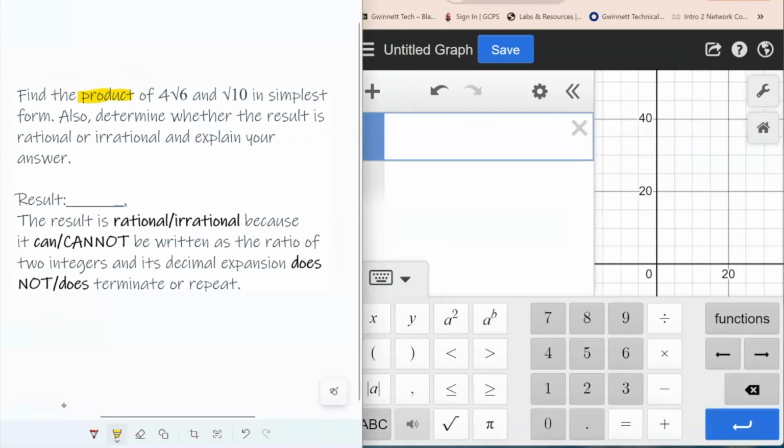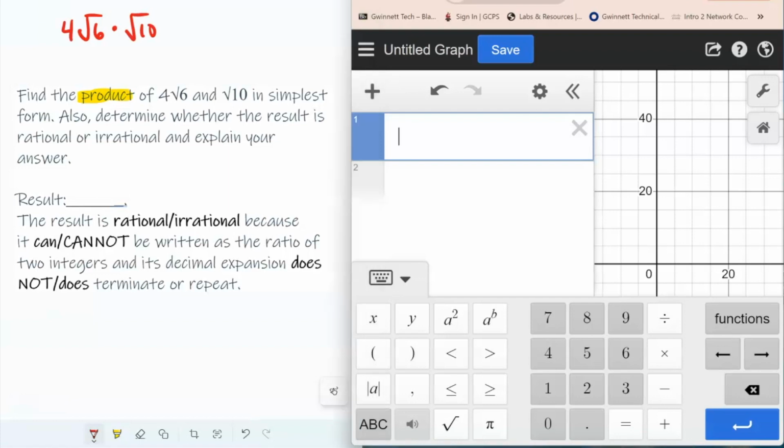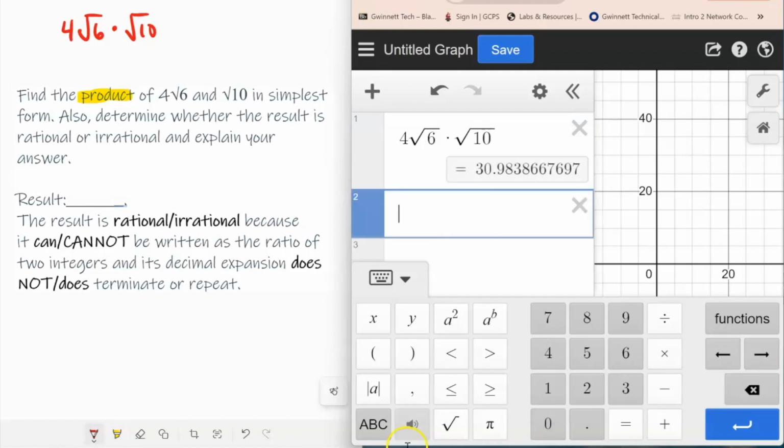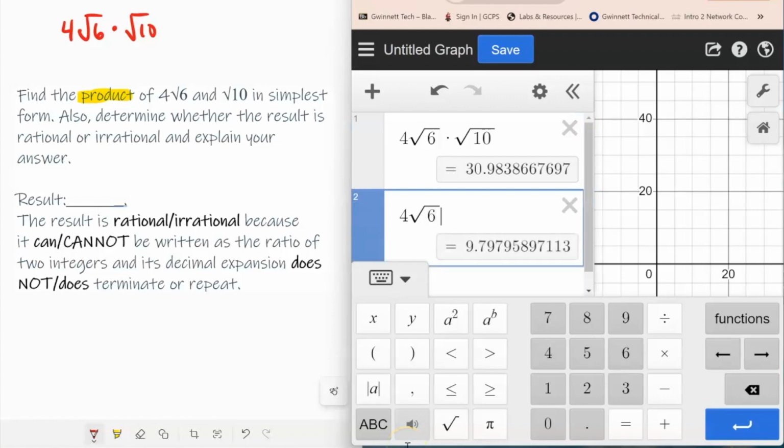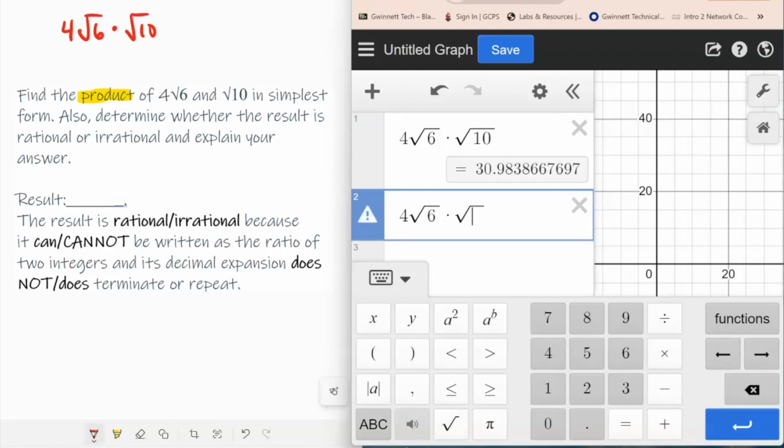All right, so this question is saying find the product. All right, and what does product mean? Multiplication. So it's saying 4 radical 6 times radical 10. And again, we're going to work in our calculator just to make sure that what we're getting as an answer is correct. All right, so you copy the question down twice because one is going to be there for a reference and the other one is going to be there for us to kind of manipulate.